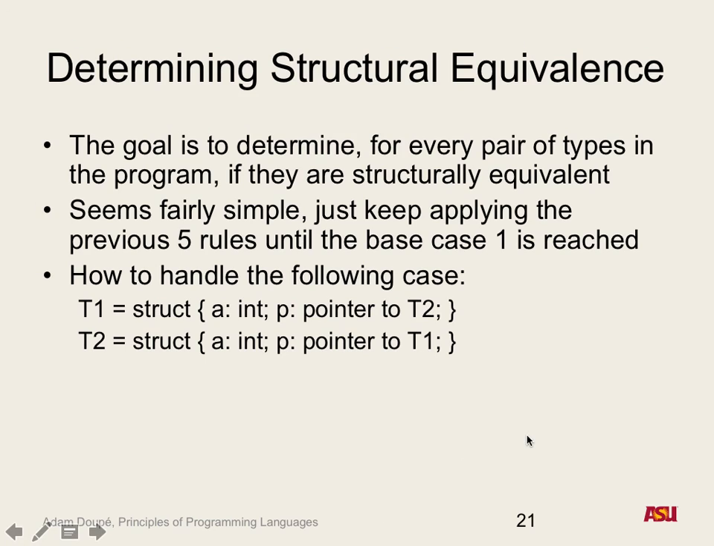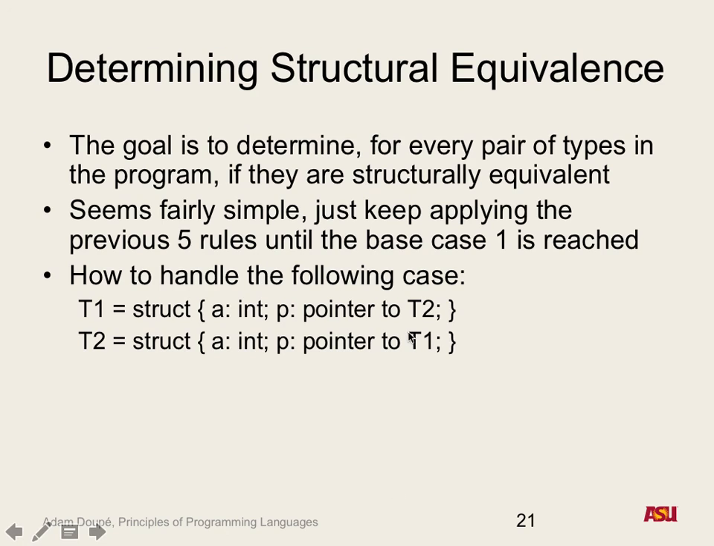So what's going to happen when we try to compare these two structures? Right, we're going to get into an infinite loop. We're going to say, okay, these structures are structurally equivalent if and only if int is structurally equivalent to int. Is that true? Yes. Then the second case is if pointer to T2 is structurally equivalent to pointer to T1.